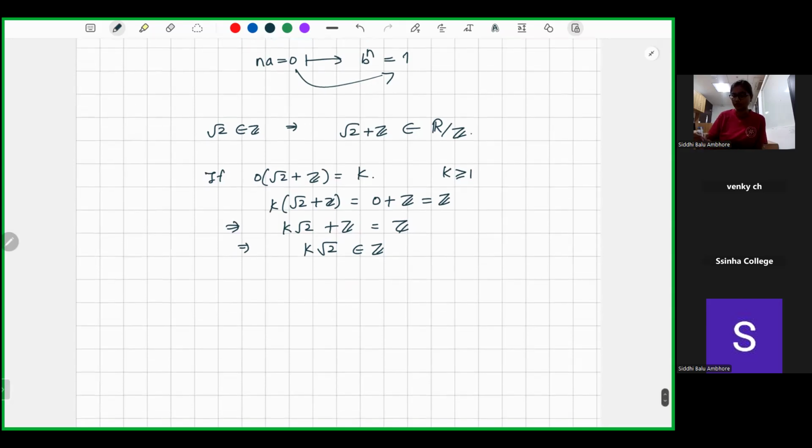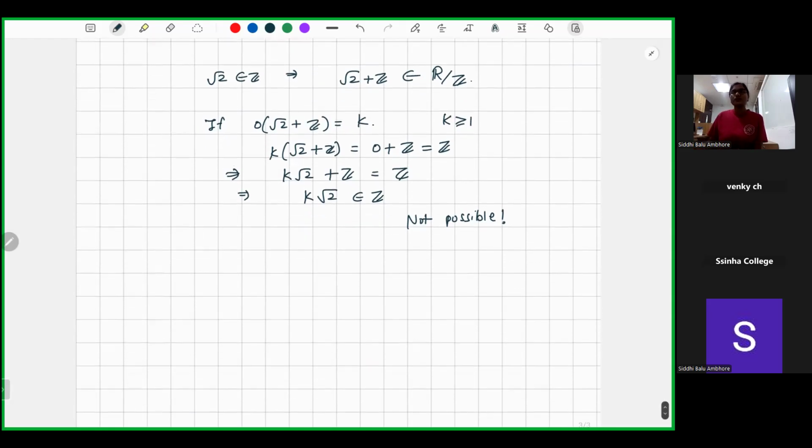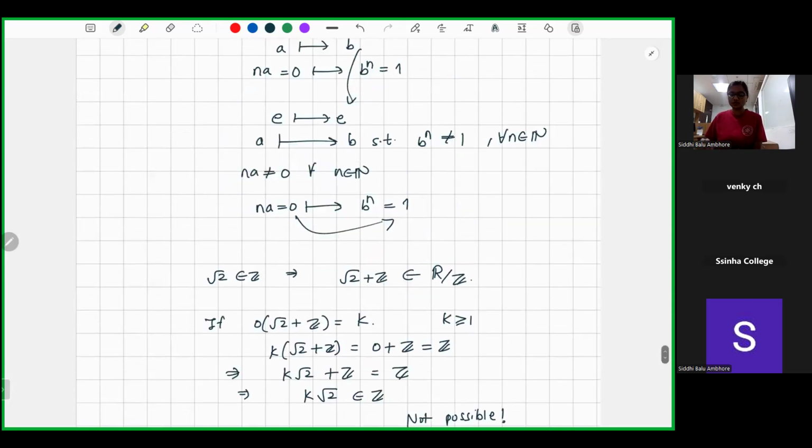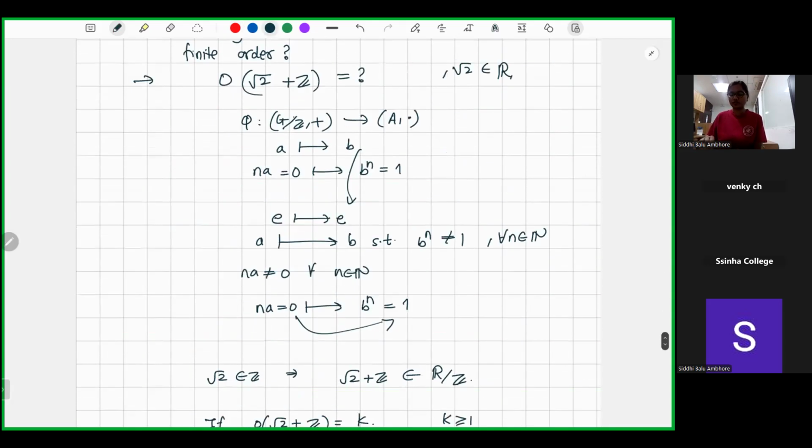It's not possible, okay? This is not possible because root 2 is an irrational number. So no matter how many times, for any given integer k, k times root 2 can never belong to Z. Okay, so is this okay? Why is this not true? So this is definitely not a subgroup, this is definitely not a group which is isomorphic to G mod Z.